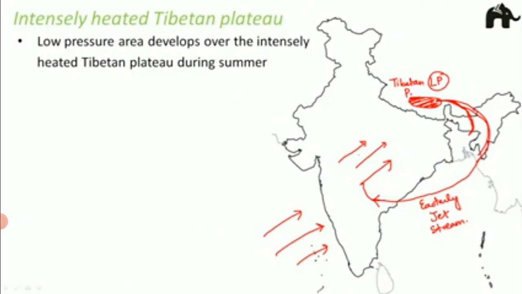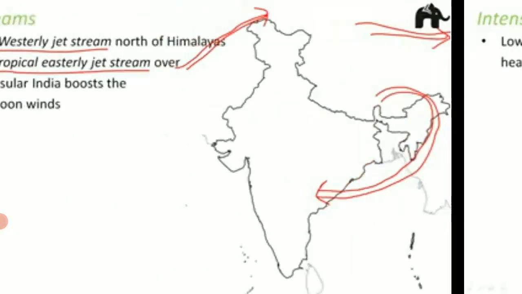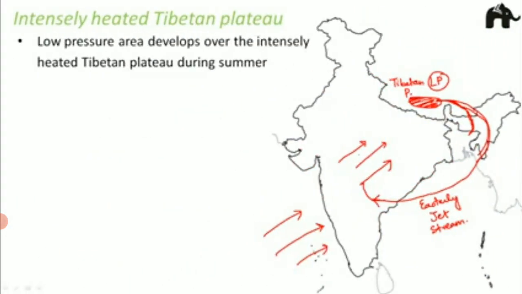Now the third thing is this high pressure area east of Madagascar. I don't have that slide, children. East of Madagascar, it's a high pressure area. So where is Madagascar? It's an island country, near East Africa, in the Indian Ocean.